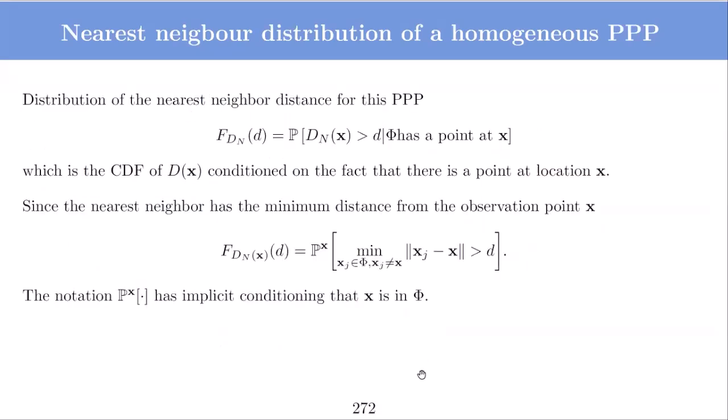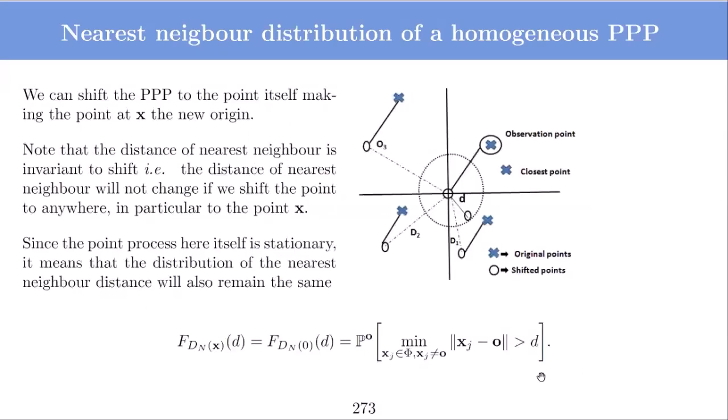Right, if it's a stationary process, we will notice that if I shift the point process, it's not going to change any difference in the distribution. So we can shift the Poisson point process to the point itself, making the point at x the new origin. If this is my observation point, I will just shift my origin to this, so this point will become the origin. And the distance of the nearest neighbor is invariant to the shift, because the relative distance of the point will not change.